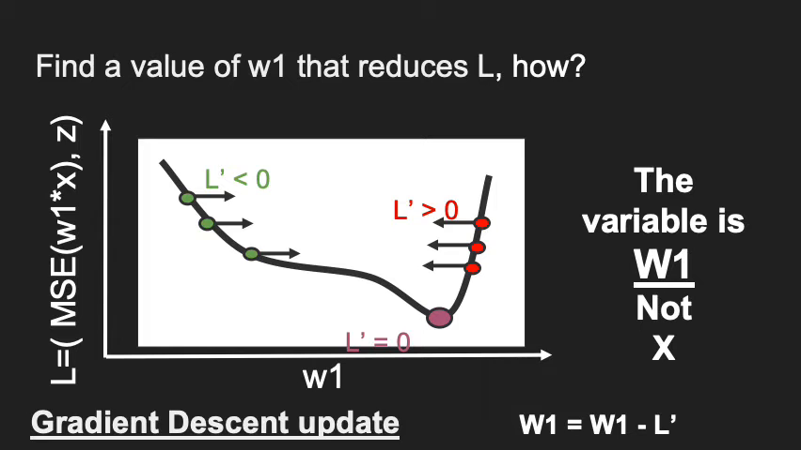You can see it's very clear from this cartoon that all you have to do is go to the opposite side of the derivative. So if the derivative is positive, then you subtract something from the weight, from W1. But if the derivative is negative, then you add something to W1. And if you keep doing that, then you will eventually end up at that place where the derivative is basically 0.